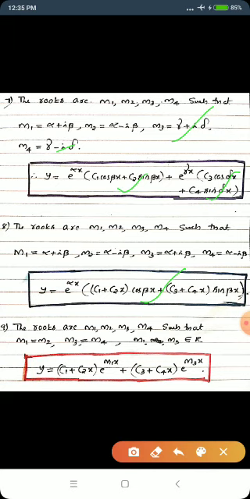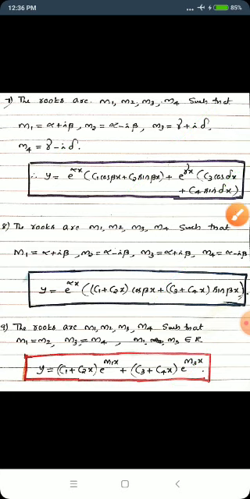And in the last case, when the roots are m1, m2, m3, m4 such that all are real numbers in which m1 and m2 are equal real numbers and m3 and m4 are another pair of equal real numbers. In that case we get the solution y is c1 plus c2x, times e raised to m1x, plus c3 plus c4x, times e raised to m3x.